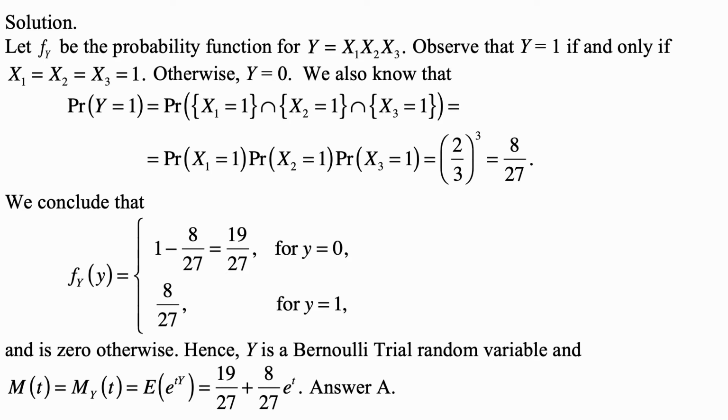And in fact you should easily remember that that's the form of the moment generating function of the Bernoulli trial, that it's equal to q, the probability of failure, plus p, probability of success, times e to the t. And this is answer A.